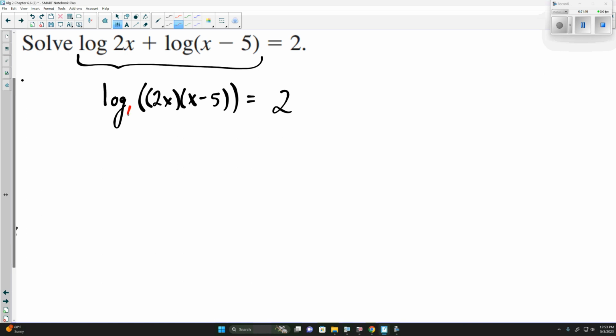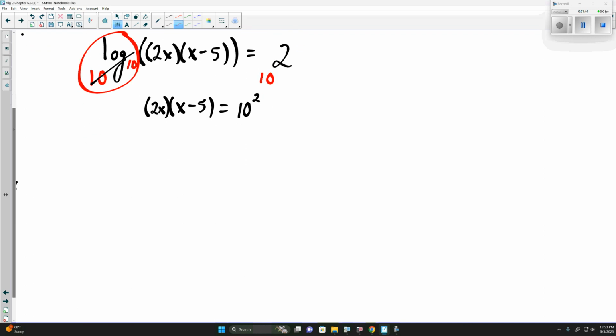Now it's not written in, but it is understood that the base of a log, when it's not written with the log, is 10. So what we can do is put both sides to the base of 10. Because 10 to the log base 10 will cancel out, leaving us with 2x times x minus 5 is equal to 10 squared.